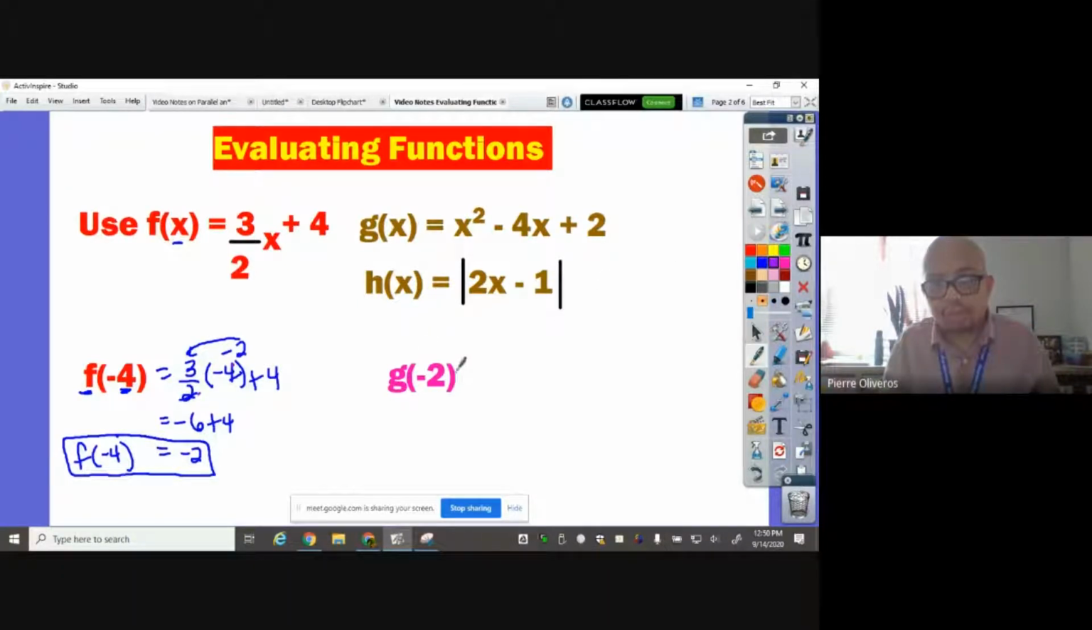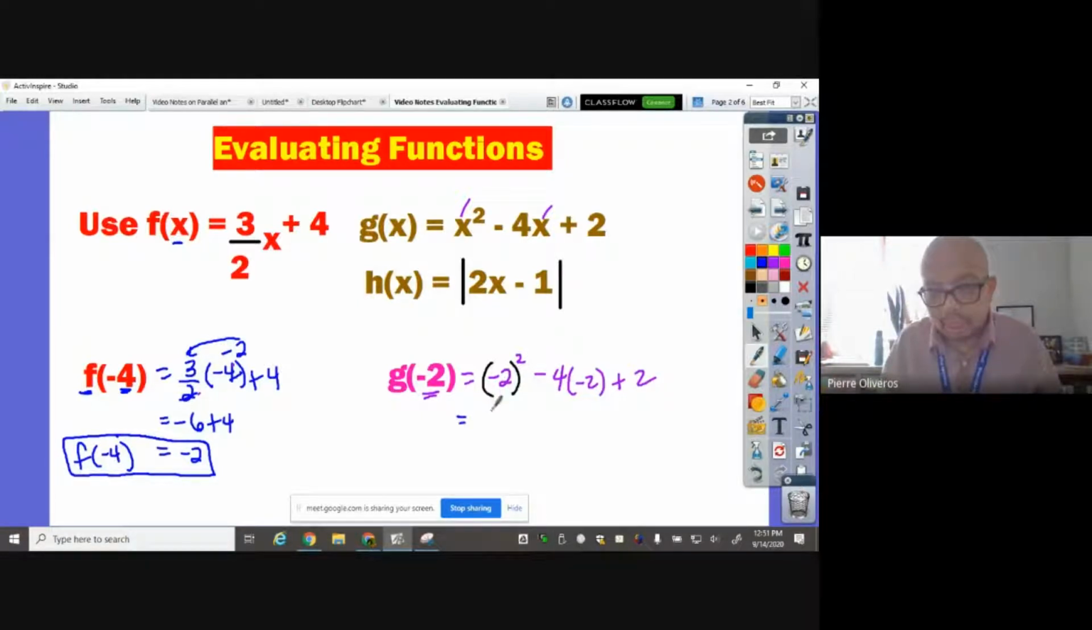Next, g of -2. That means the -2, the input, will go to the machine g. So I'm going to plug in -2 right here and there, because there are two x's. So -2 squared minus 4 times -2 plus 2. If you're using a calculator, please don't forget to include the parentheses right here. Otherwise, you might get a -4, which will make the answer wrong.